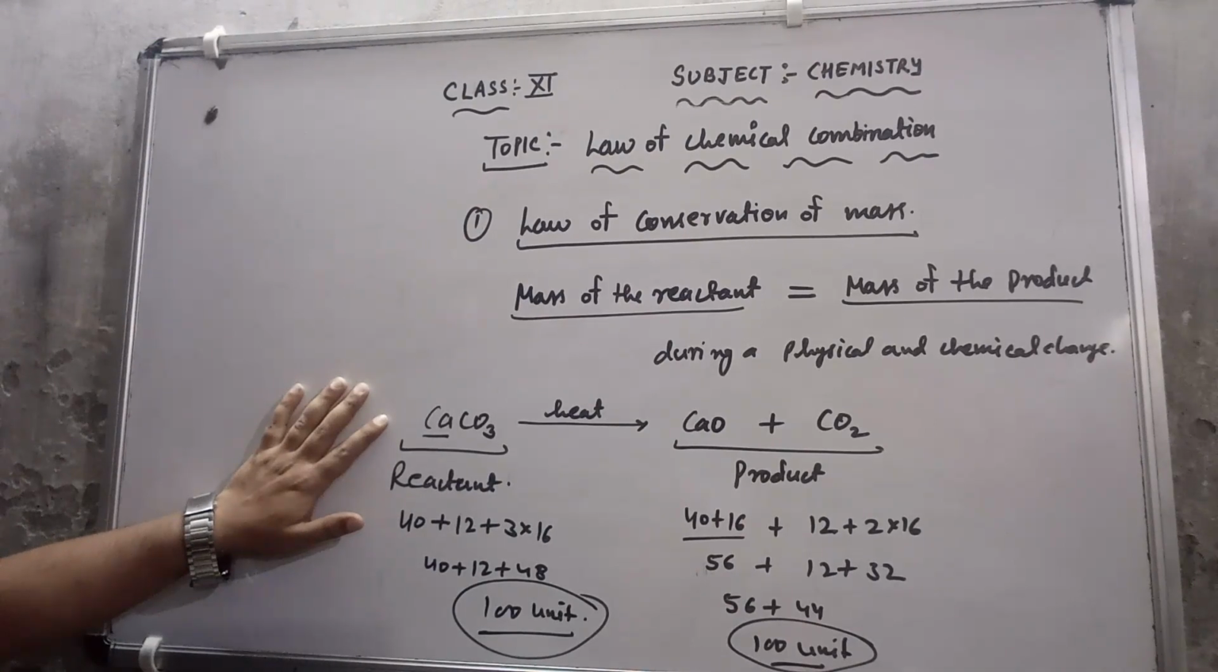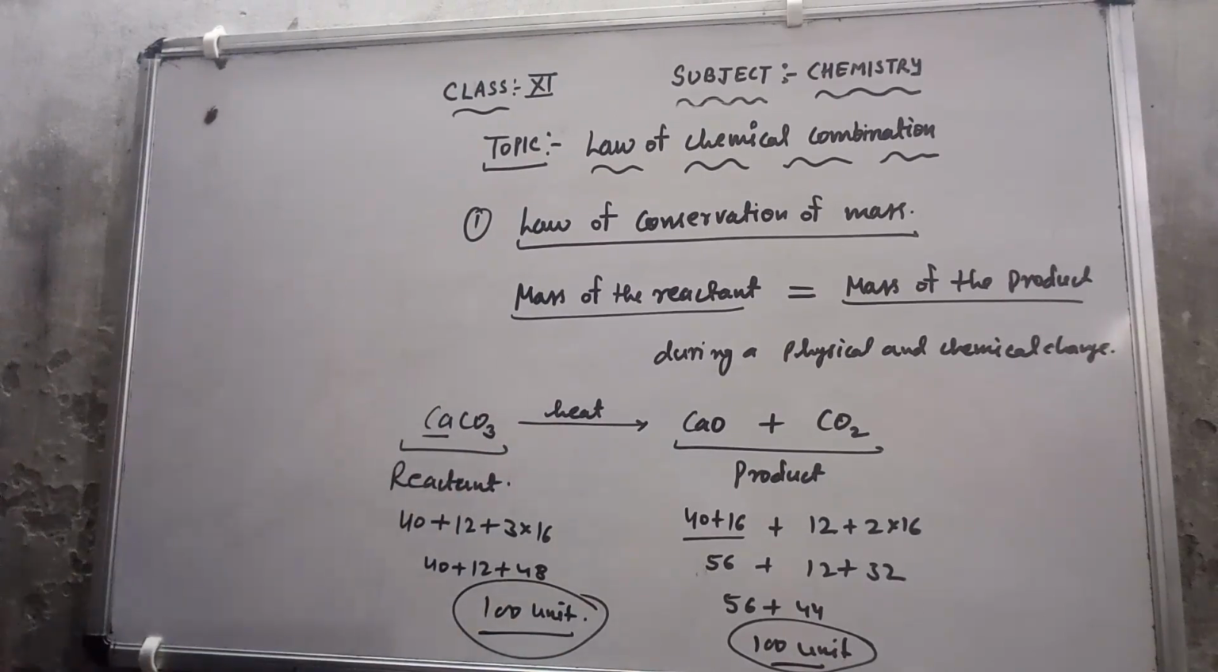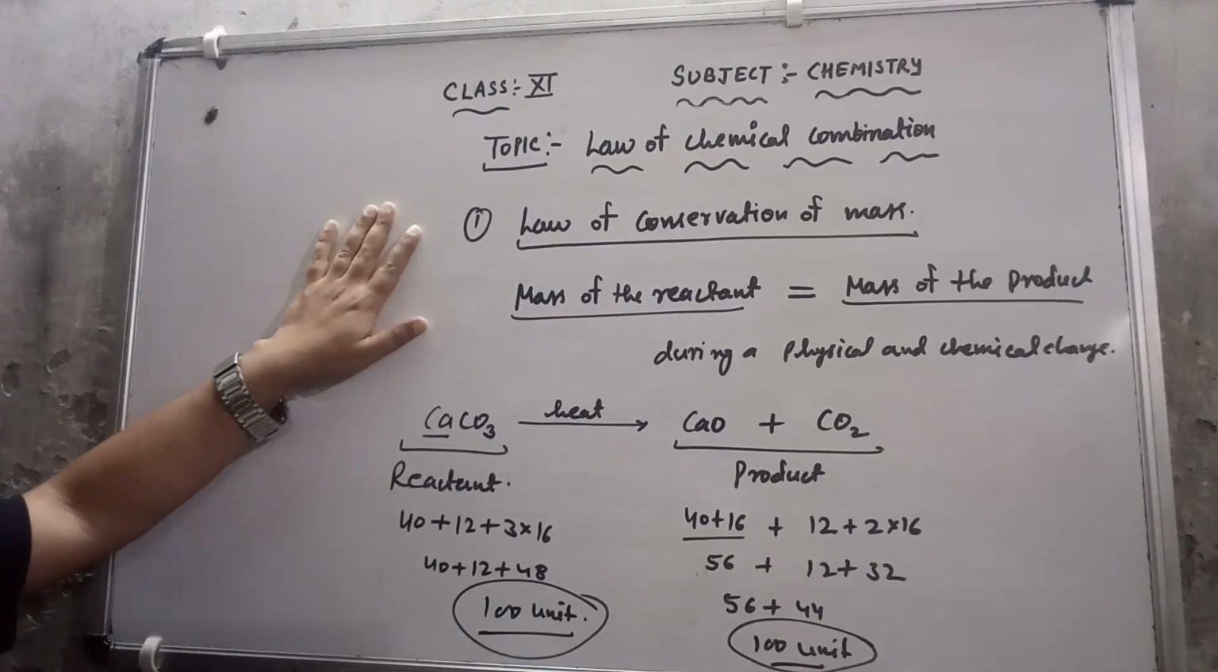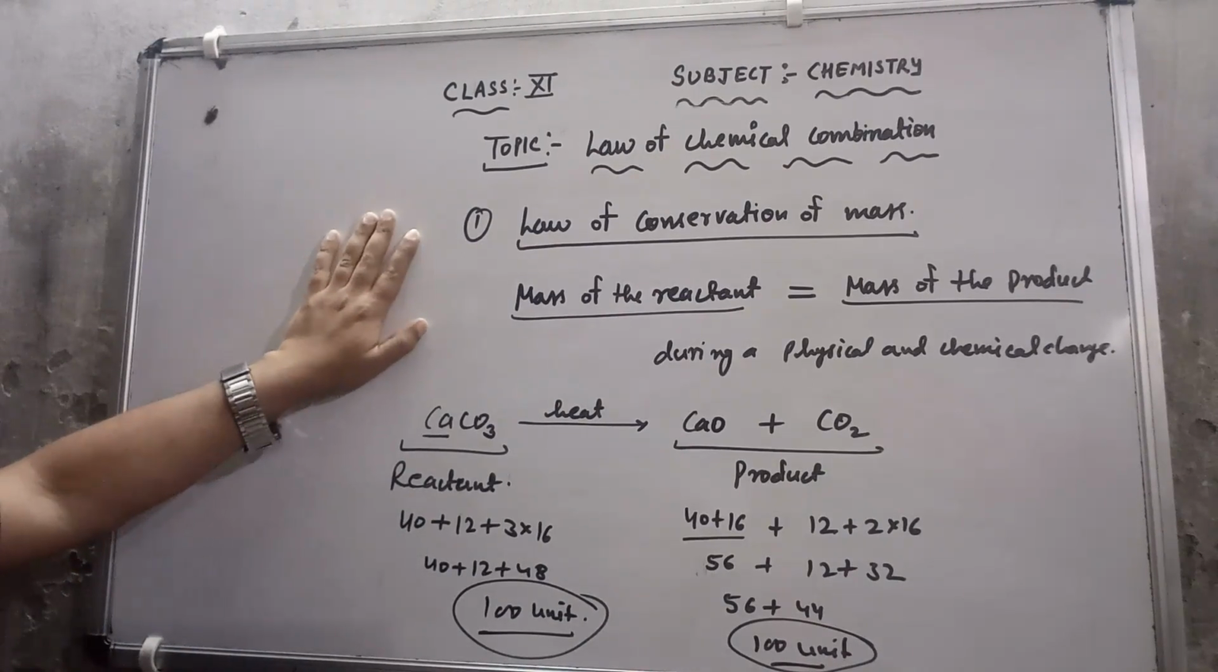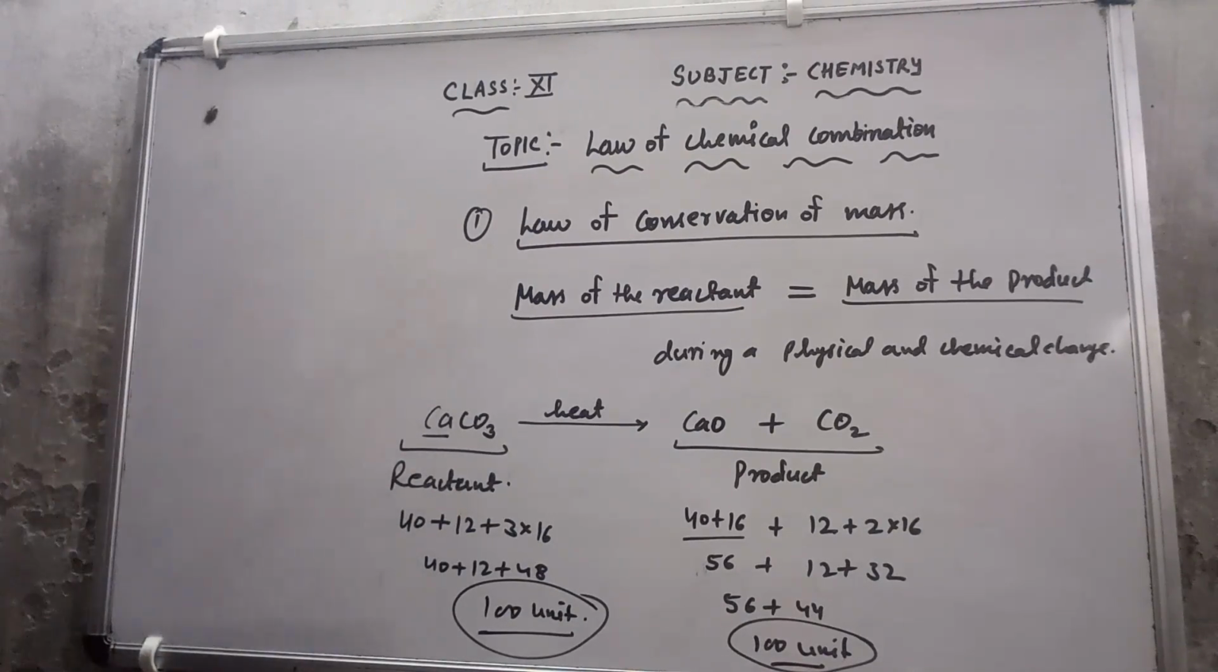The same thing applies to other examples. Suppose silver nitrate reacts with sodium chloride, then it gives us silver chloride and sodium nitrate. Here also the mass of the reactant and the mass of the product are equal. So the law of conservation of mass means the mass of the reactant side is always equal to the mass of the product side. Now after this I will discuss the second law.